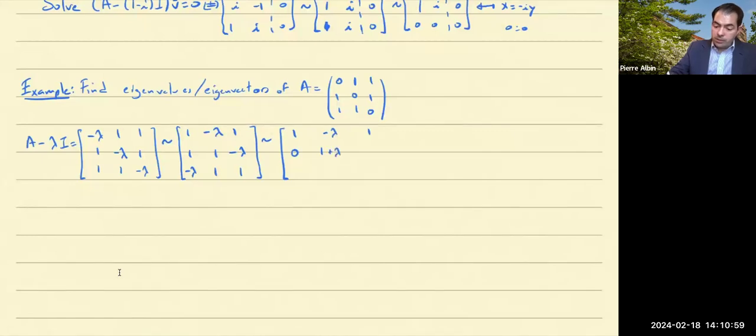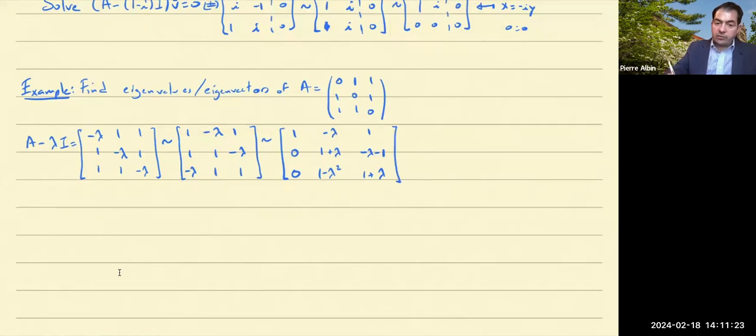So that's 1 plus lambda, and then minus lambda minus 1. And then I'm going to get rid of this minus lambda by multiplying the first row by lambda and then adding it to the third row. So minus lambda squared, 1 minus lambda squared, and 1 plus lambda.